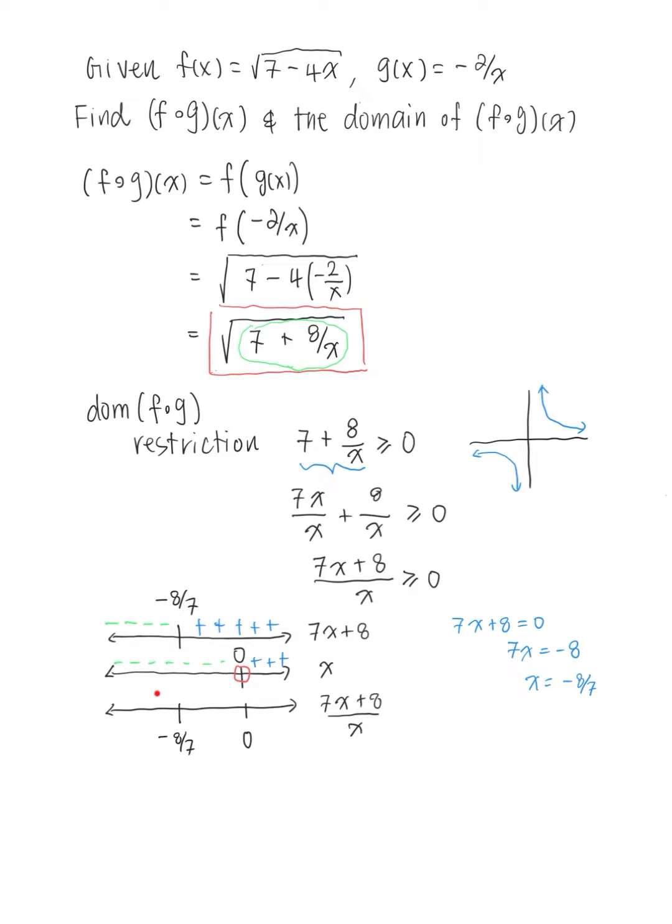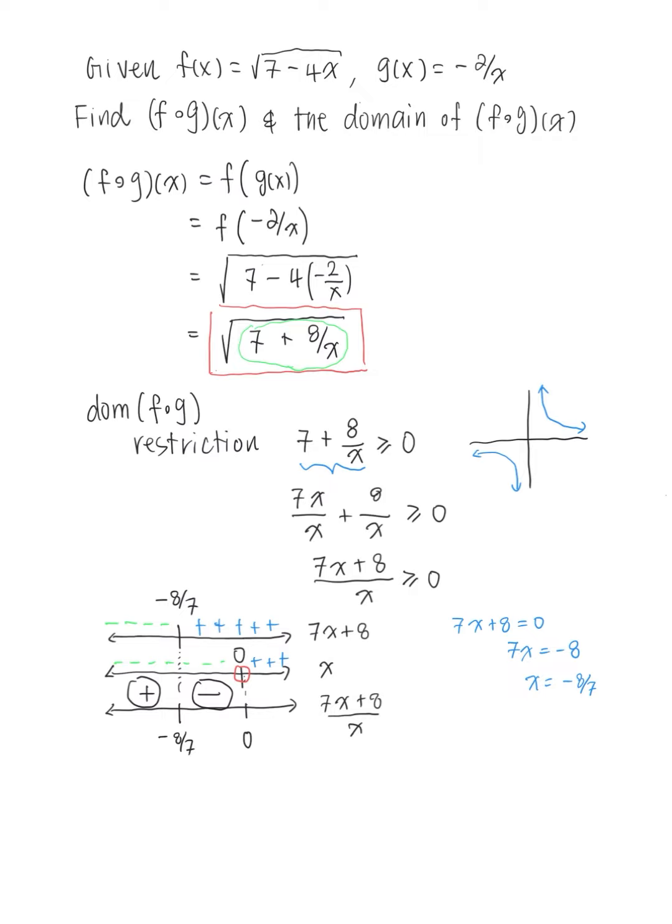So on this region here, what do we have? We have a negative divided by another negative. Negative over negative makes it positive. So in this region, you're going to get a positive number no matter what. And then in between negative 8 over 7 and 0, what do we have going on? We have a positive, and then divided by a negative. So on this region, 7x plus 8 over x is going to assume a negative value.